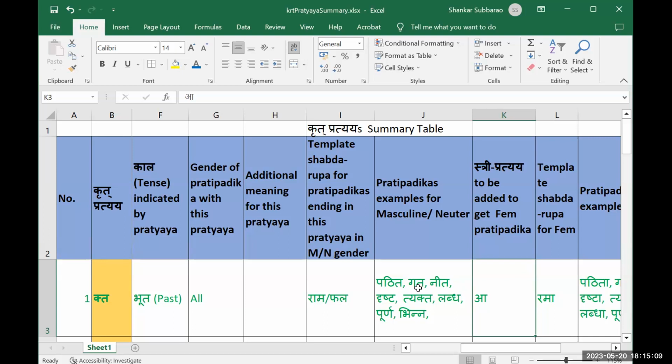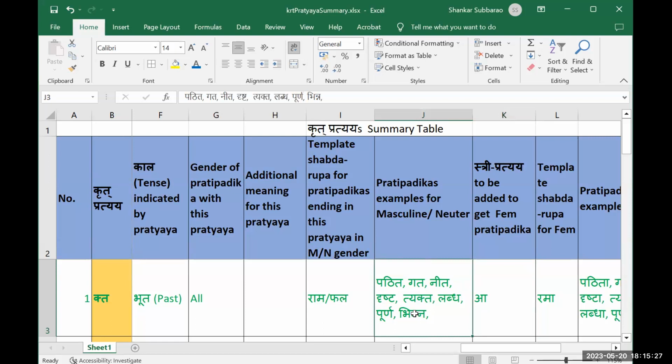Then bhinna. Bhid means to break. What does bhinna mean? Which is broken, not having broken. Having broken would be bhitva. The object which is broken is bhinna. Bhid becomes bhinna. I'm giving these examples so you know the forms are different.